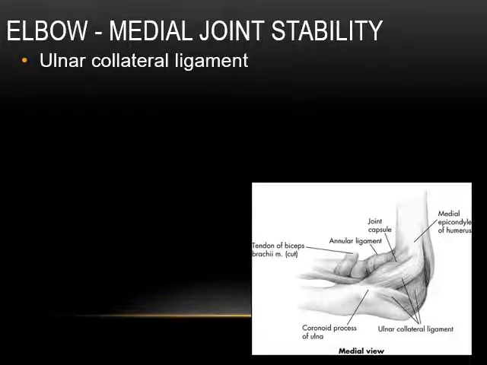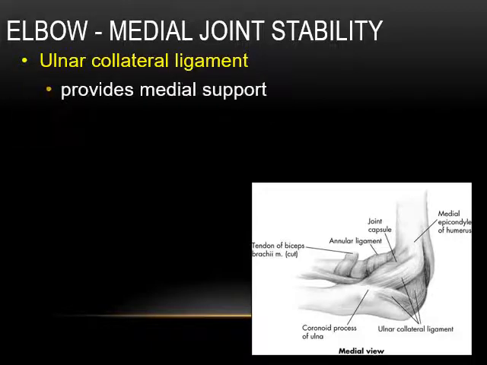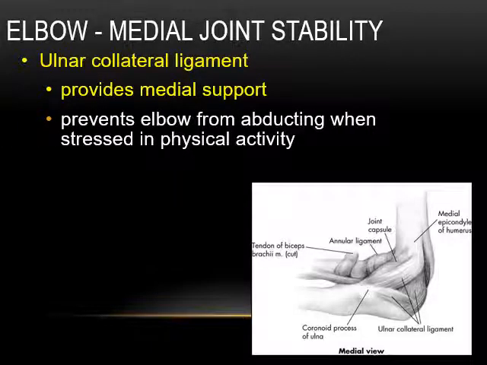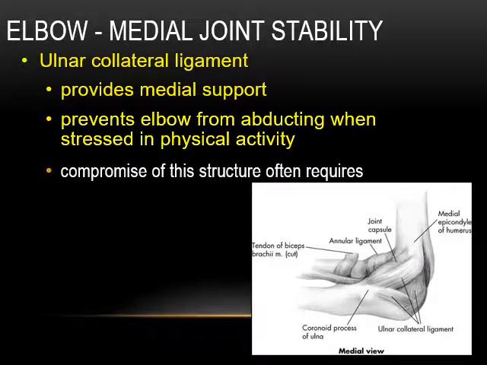So you have your ulnar collateral ligament on the medial side. You'll also hear some people refer to this as the MCL. When we get to the knee, you commonly hear the MCL on the knee. It's the medial collateral ligament. Well, sometimes in the elbow, the ulnar collateral ligament is also called the MCL because it's on the medial side of the elbow. You can see it in the illustration there. It's going to provide your medial support. It's going to prevent the elbow from abducting when stressed. So it's going to prevent the elbow from going into an abducted position.